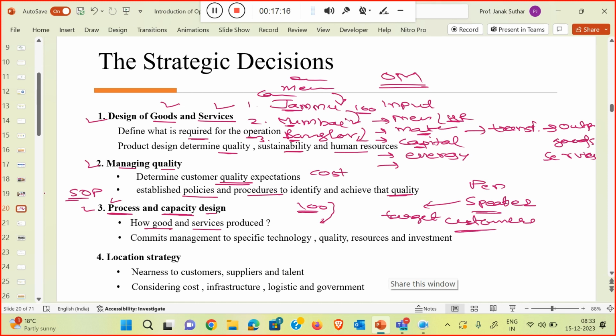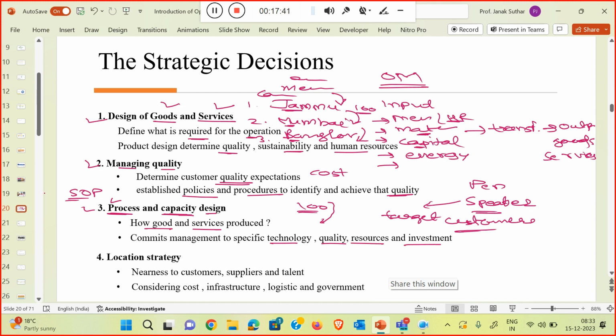And it commits management to specify technology. So for producing any product like a pen, mobile, or any tangible product as well as services, what type of technology you will use, what type of quality you will provide, what type of resources as input you will use, and what will be the investment. That is also part of the process and capacity design.